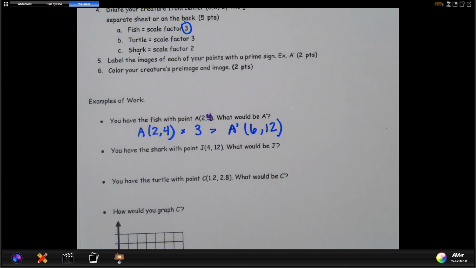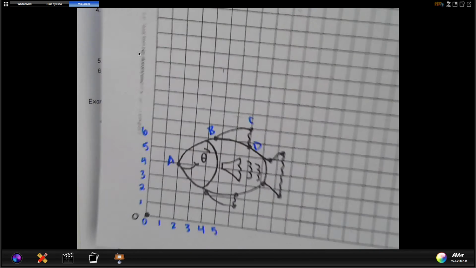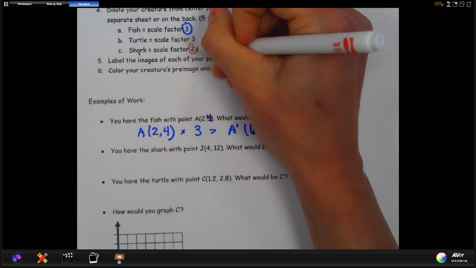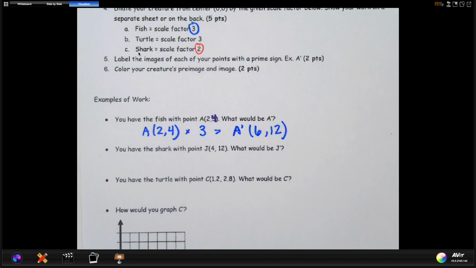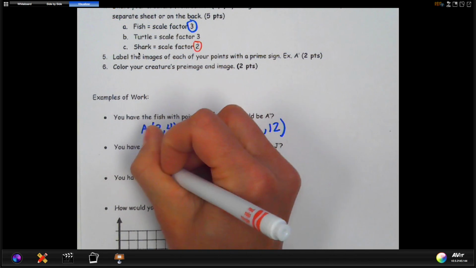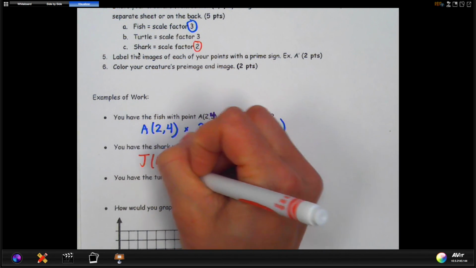Now, once you've done all of those points, you're going to put them back on your grid here, which I'll show you in a second. But if you have the shark, notice you have a different scale factor. So the shark has a scale factor of 2 in order for it to be able to fit on the coordinate grid given. So let's say your shark has point J at 4, 12.